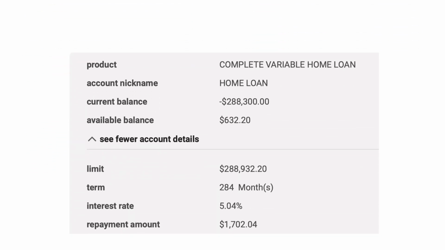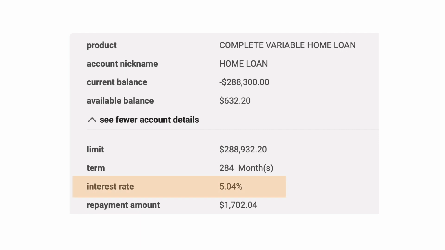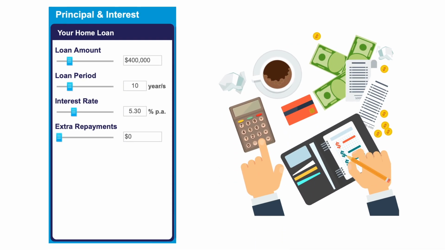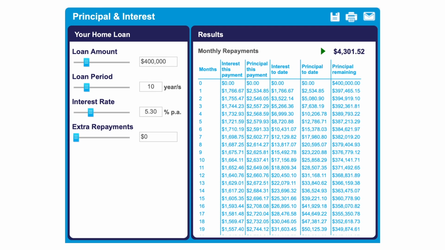My current interest rate on my mortgage is 5.04%, but today I'm going to use 5.30% in the numbers just to allow for another interest rate rise. In this example, I'm going to use a loan amount of $400,000. I set the loan period to 10 years and the interest rate as 5.3%. What I love about this calculator is that it gives you the monthly amount that the mortgage needs to be for you to achieve this goal. It also shows you how much you would need to pay each month to achieve the goal.